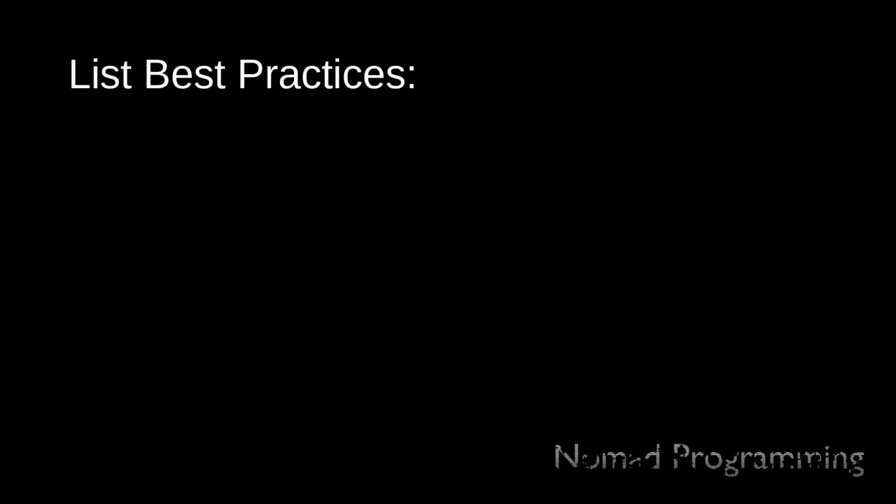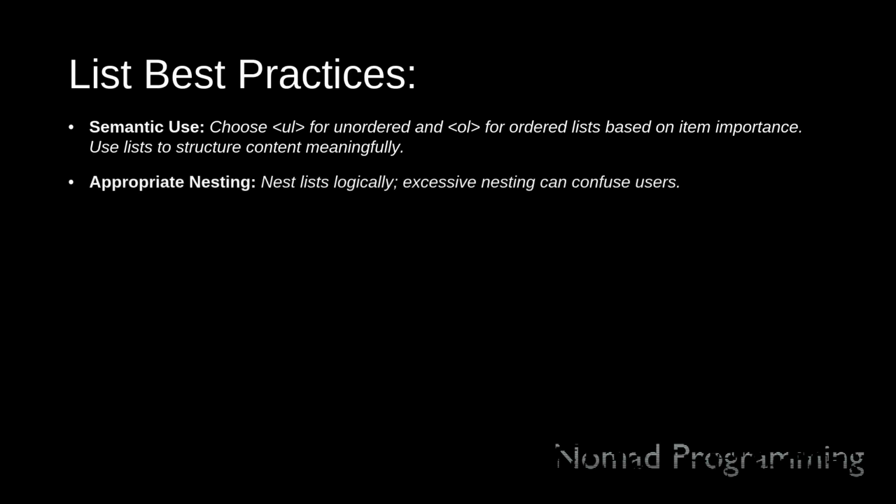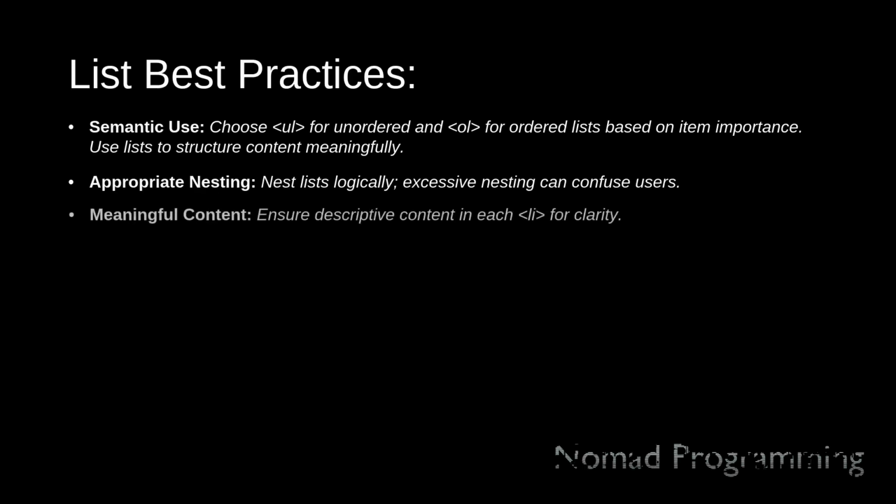Now, what are the best practices for creating lists in HTML? First, use semantically. Use unordered list for lists where the order of items is not important, and the ordered list for lists where the order matters. Use lists to semantically structure content, conveying relationships between items. Nest lists appropriately. Nest lists only when there is a logical hierarchy or relationship between list items. Avoid excessive nesting, as it can make the content harder to understand and navigate.